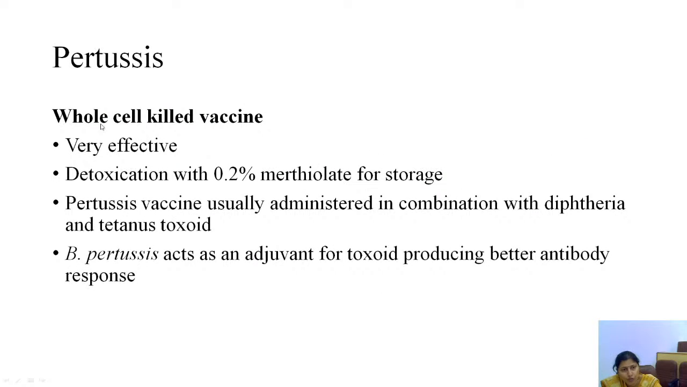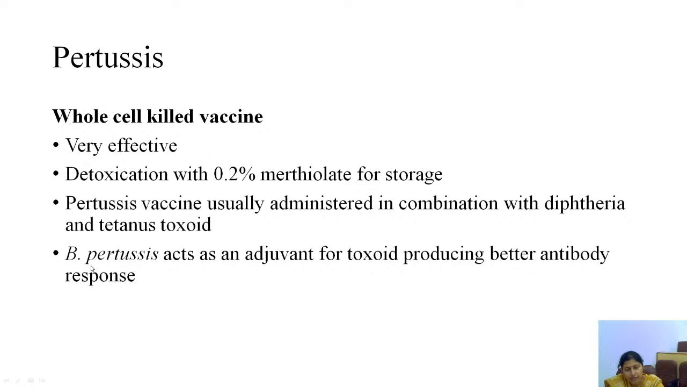Pertussis is a whole cell killed vaccine. It is very effective. The detoxification of this whole bacterial cell is done by 0.2% merthiolate for storage. Pertussis vaccine is usually administered with diphtheria and tetanus toxoid. Here the pertussis acts as an adjuvant for the toxoid, producing a better antibody response.